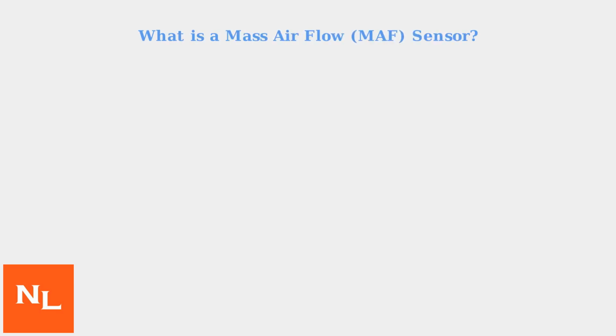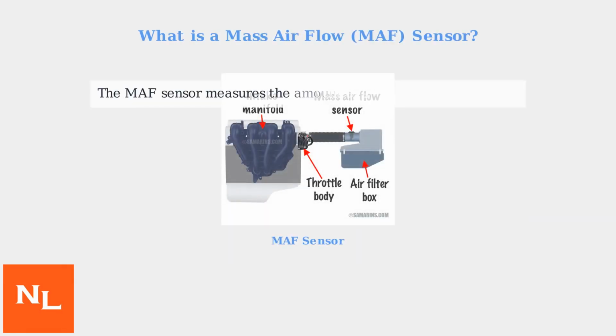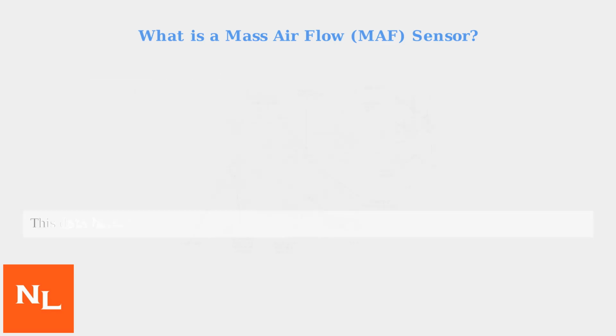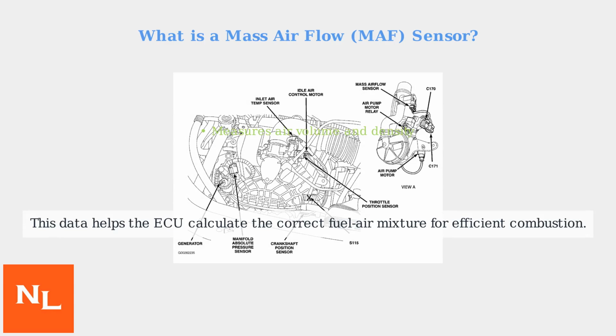The mass airflow sensor, or MAF sensor, is a critical component in your vehicle's engine system. It precisely measures the amount and density of air entering the engine intake. This measurement is essential because the engine control unit, or ECU, uses this data to calculate the perfect fuel-air mixture.